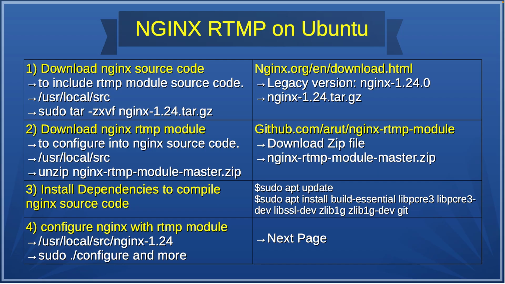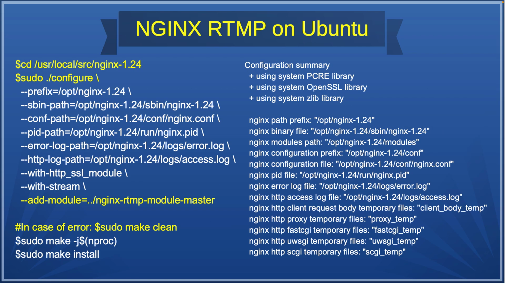Download the NGINX source code from nginx.org download, and then download the NGINX RTMP module source code from GitHub. Then install the dependencies to compile the NGINX source code: sudo apt update, and sudo apt install build-essential, libpcre3, libpcre3-dev, libssl-dev, zlib1g, zlib1g-dev, and git, and then configure the source code.